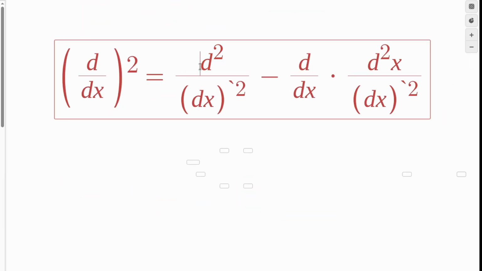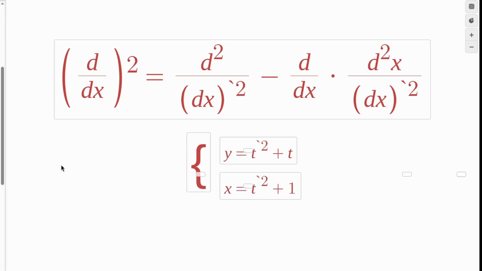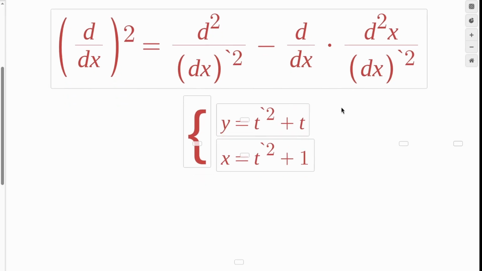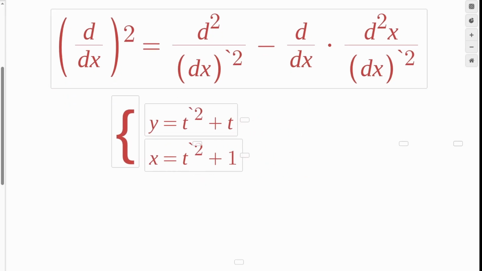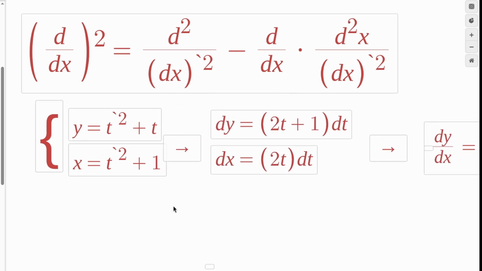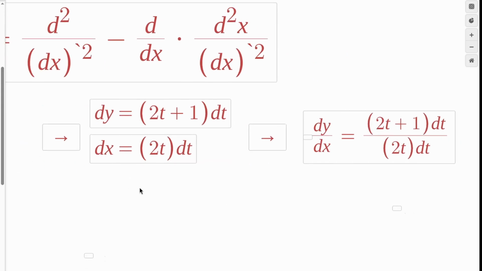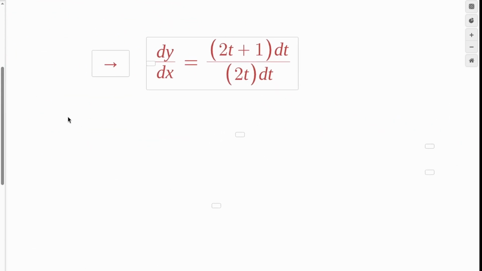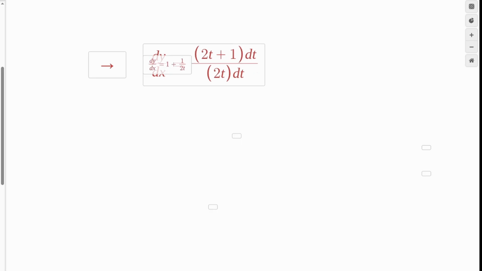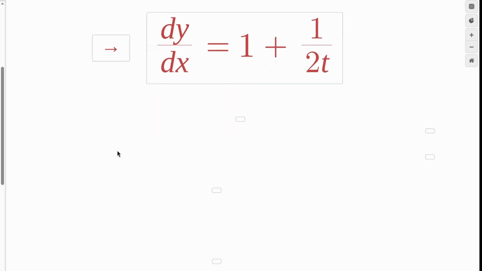Yay, this is it. This is so wonky. First you see the familiar d squared over dx squared, but then you're subtracting this weird term. What's that for? Well, I hope I can motivate this by looking at a parametrized equation. So let's look at this: y equals t squared plus t, and x equals t squared plus 1. So, take the derivative, get dy is 2t plus 1 dt, dx is 2t dt, do that to find dy over dx. That is just 1 plus 1 over 2t.